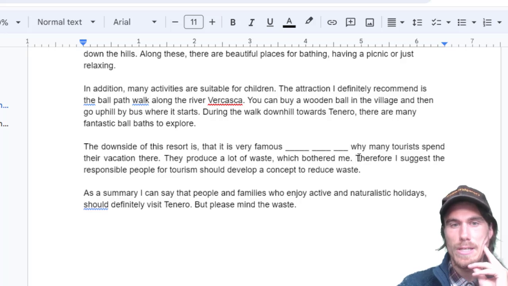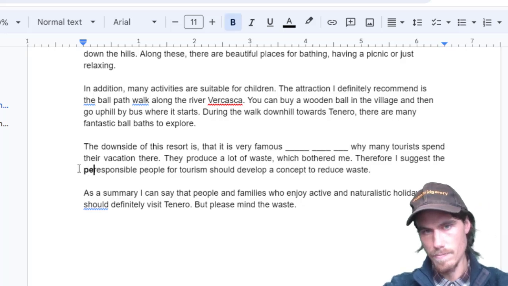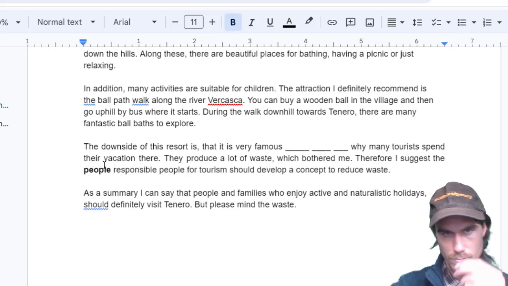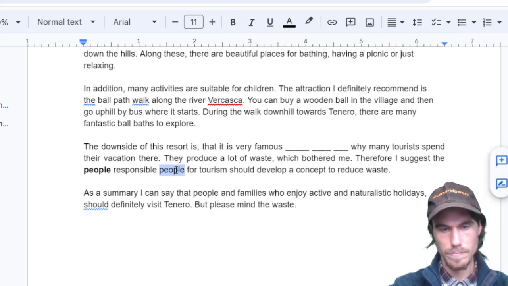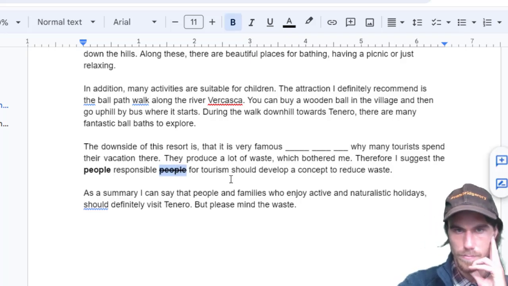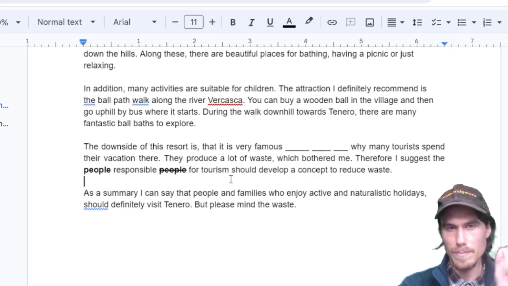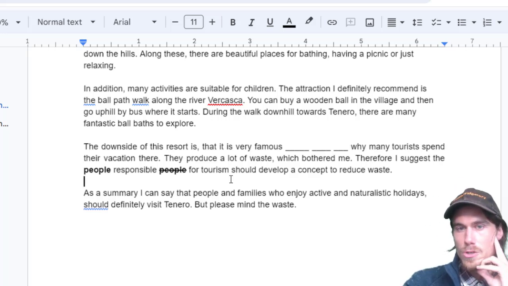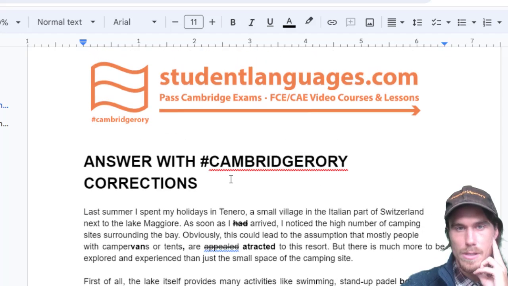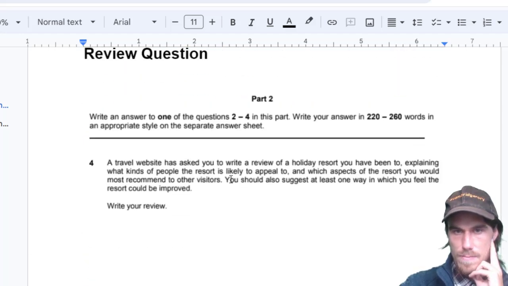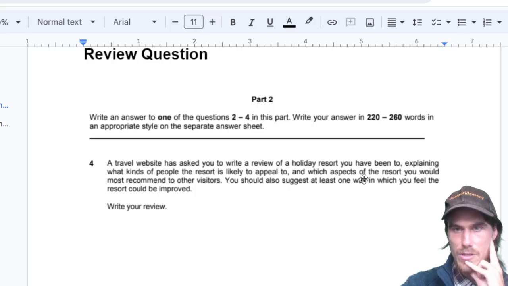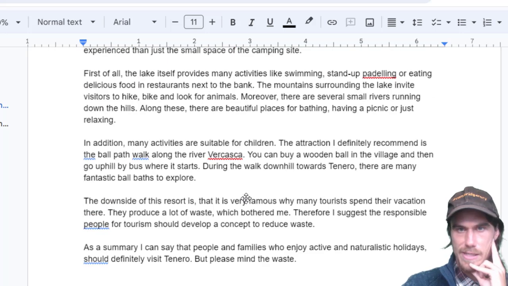Therefore, I suggest the responsible people for tourism. Yeah, better to say the people responsible for tourism. The people who are responsible for tourism should develop a concept to reduce waste. Yes, okay, good, good. And that's answering the question, at least one way in which you feel the resort could be improved. Good, it's fine.